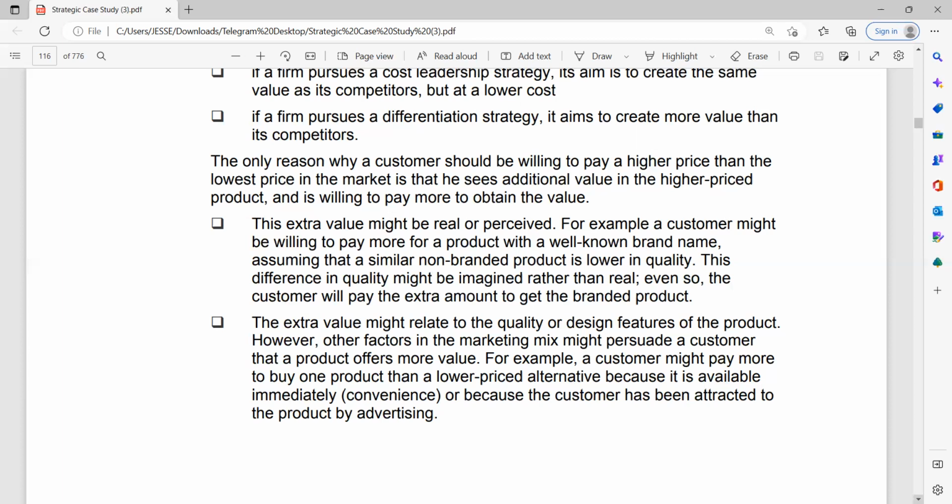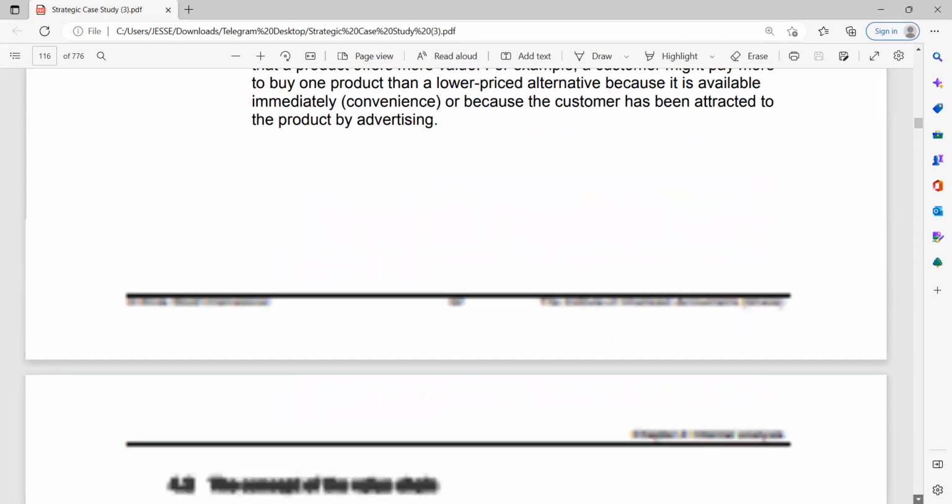So you need to know that when you look at the marketing mix, there are other decision points that would influence a customer to make a purchase, right? So if you look at the marketing mix, a customer, for example, will compromise on price just because of how quickly they can get the product, which is convenience, right? So the extra value might relate to the quality or the features of the product. Very, very important.